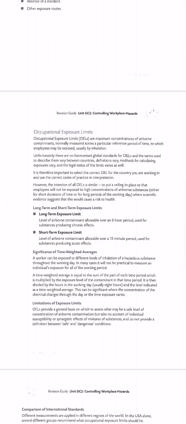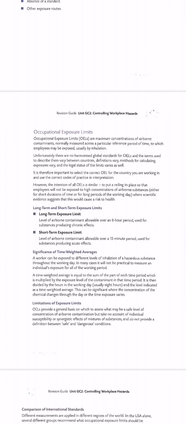However, the intention of the OEL, the occupational exposure limit, is similarly to put a ceiling in place so that employees will not be exposed to high concentrations of toxic airborne substances, either for a short duration or for a long period of working days, wherein scientific evidence suggests that this will cause a risk to health, if you're exposed to certain radiation or chemical or toxic. Long-term or short-term exposure limits, right?